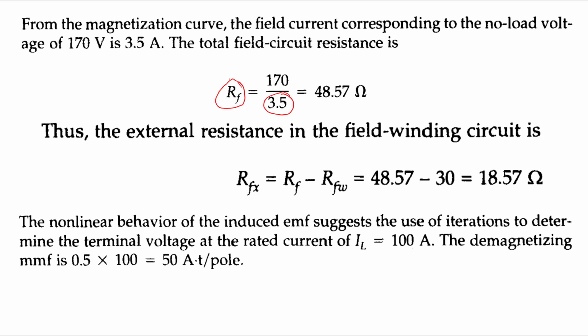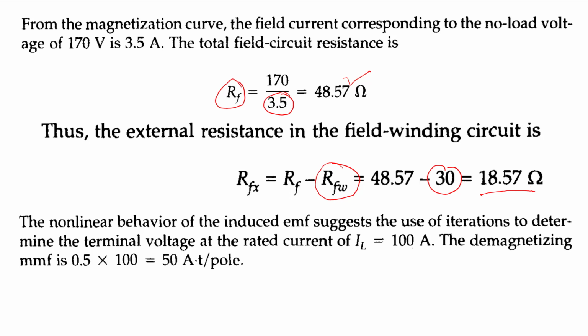Now the field resistance is given, right? That is 30 ohm. The net resistance we found from the magnetization curve is 48.57 ohm. Now if I subtract the field resistance, that is 30 ohm, then I'll get 18.57 ohm. That is the external resistance connected to the field circuit, right? Okay.